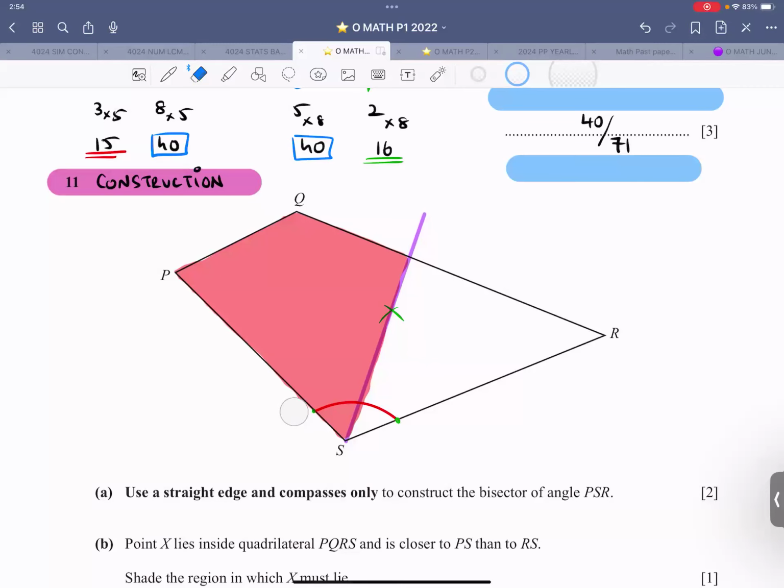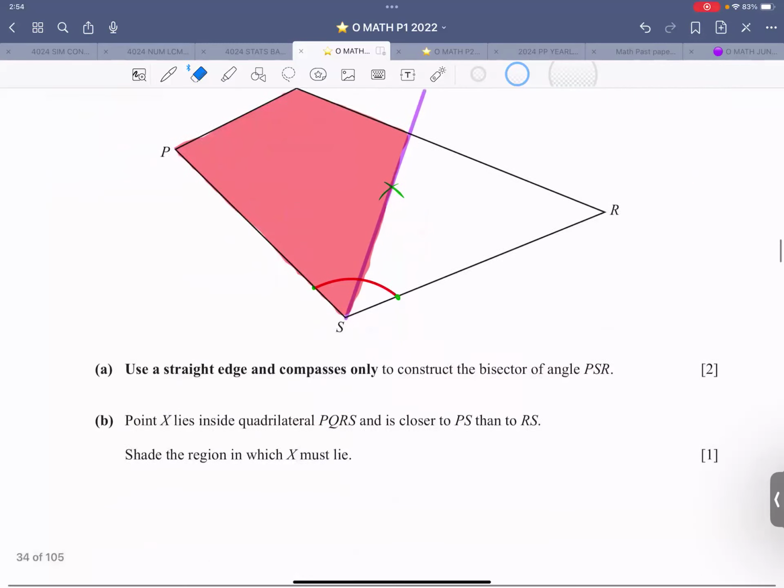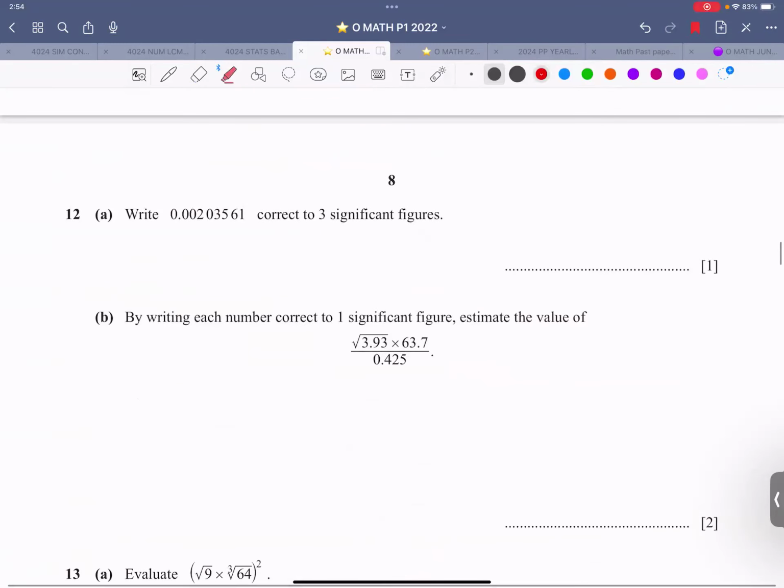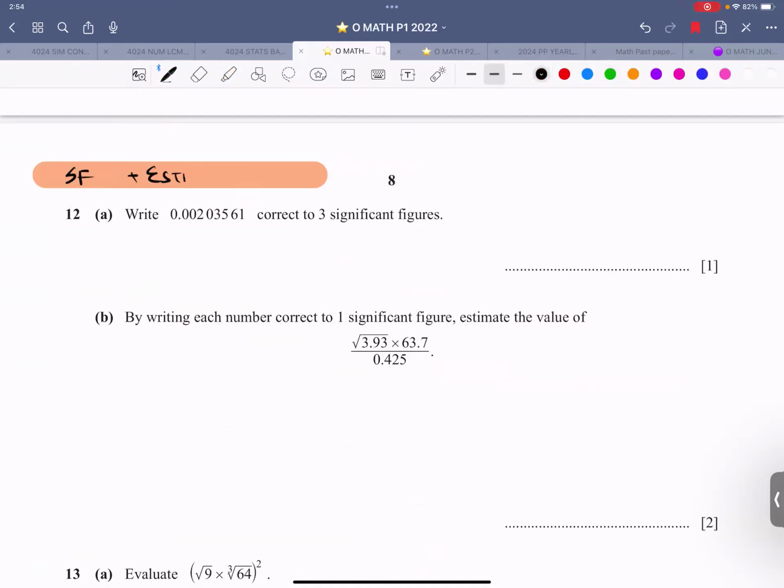Okay. So that's the shading, that's done. So now question number 12. What is this question about? This is significant figures and estimation.